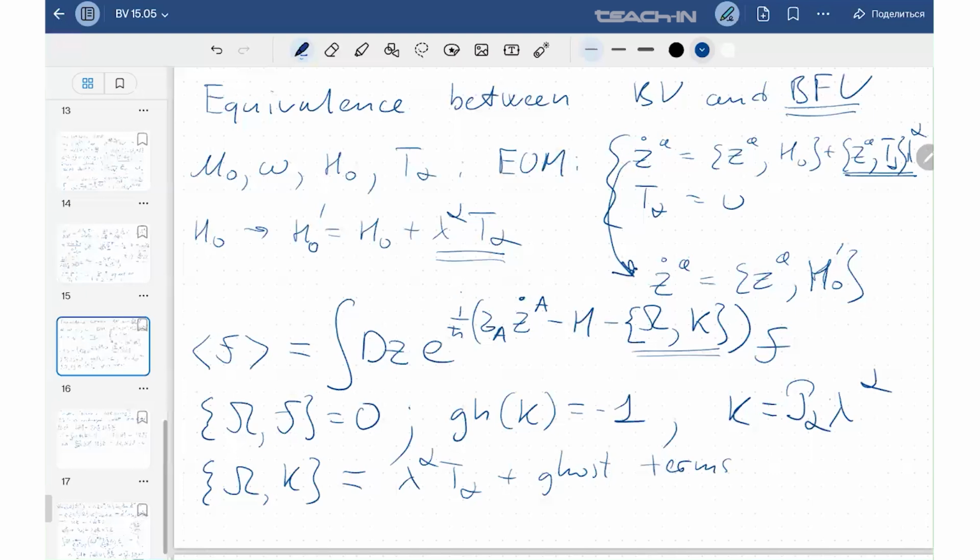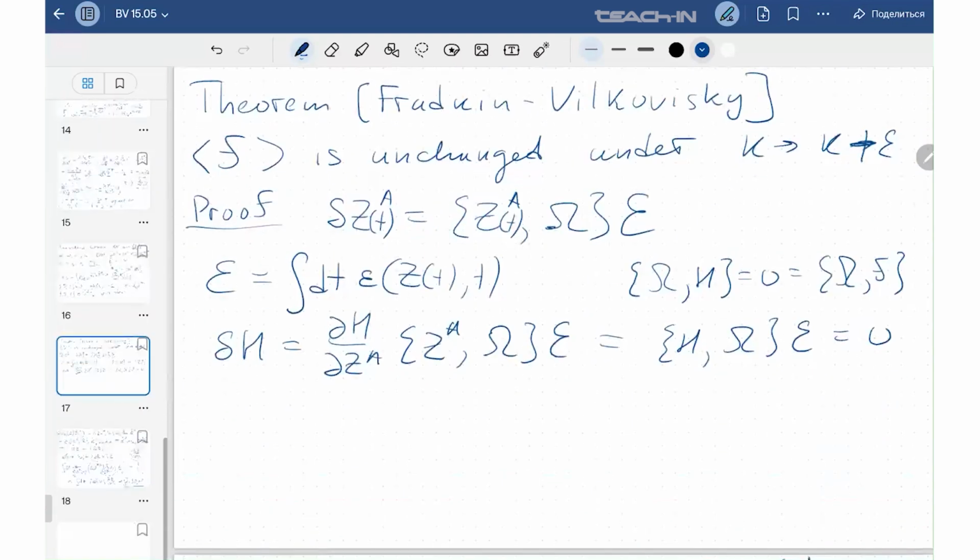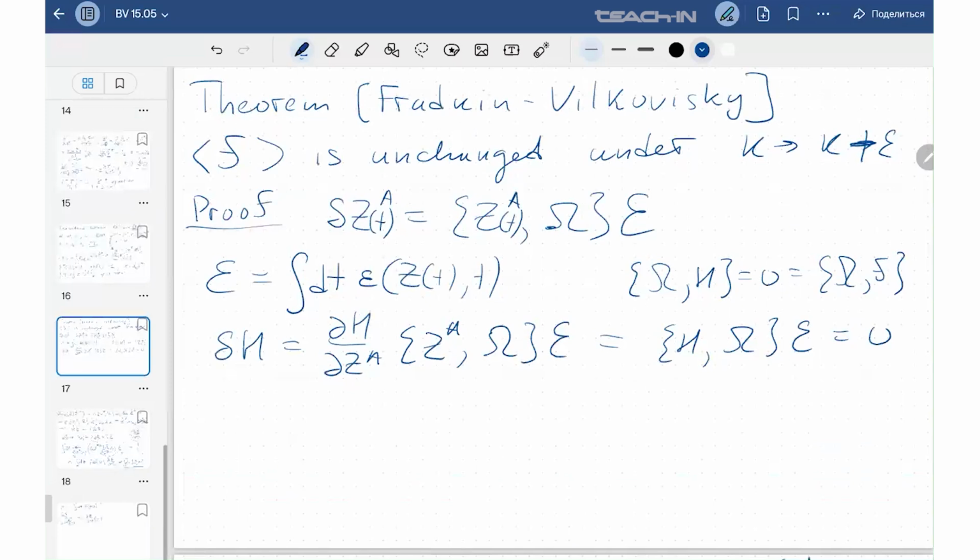In other words, or the other way around, if we change k infinitesimally, we get an additional term, but this term can be absorbed by a divergence, a Jacobian term of an infinitesimal change of variables. So all in all, we proved that this expression is independent under small variations of k. And this is the statement of the Fradkin-Vilkovisky theorem, that this average is unchanged under small variation of k.